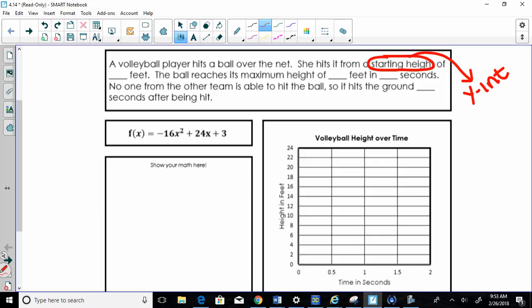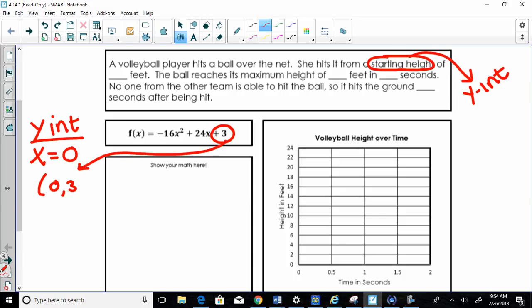When you're looking for your y-intercept, what could we plug in? What is our x-coordinate? 0. So you could type this into your calculator and find what y is when x is 0, or, so we don't have to go through all that, it's always our constant. So what number is our constant here? 3. So we know that (0, 3) is your y-intercept.